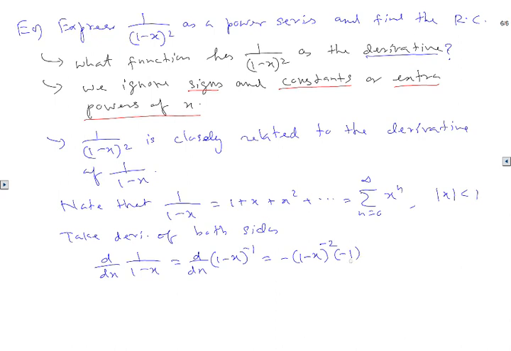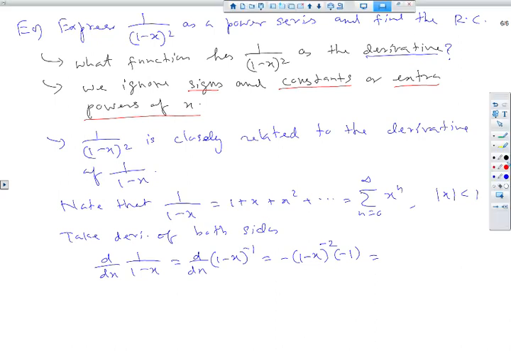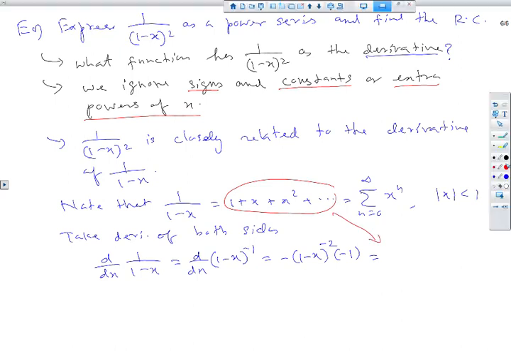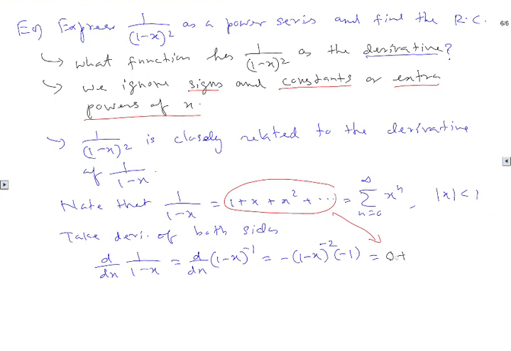So that's on this side. On the other side, just do the term by term derivative. From the first term you get 0. From the second one you get 1. From the third one you get 2x. Then you get 3x squared, like that.